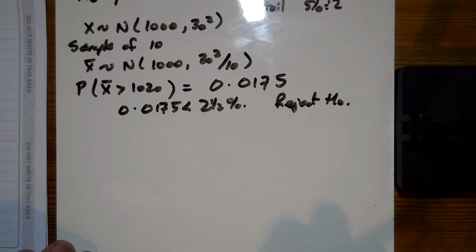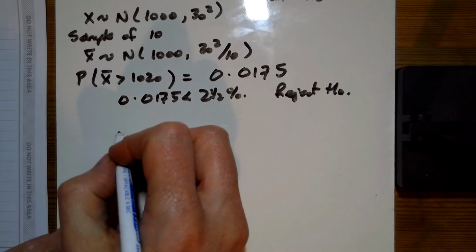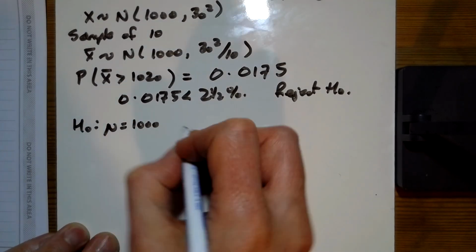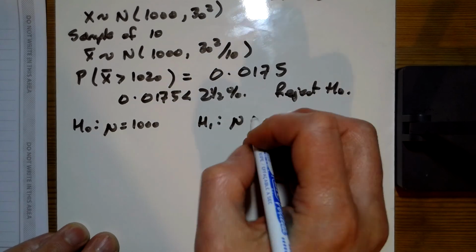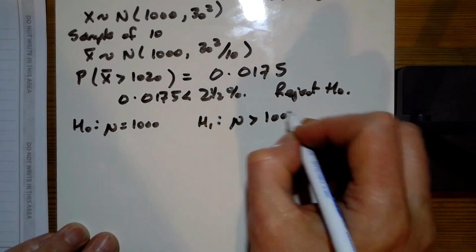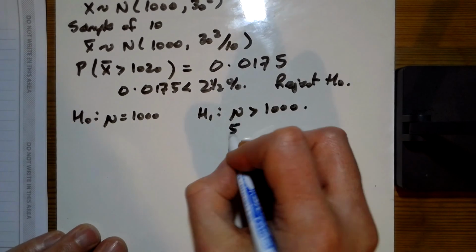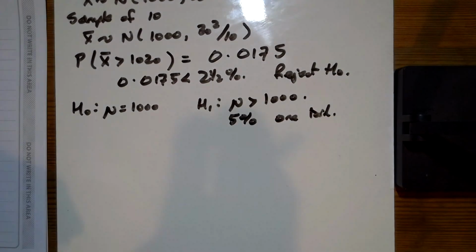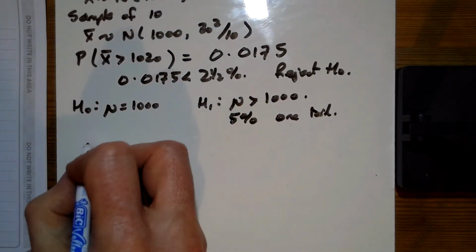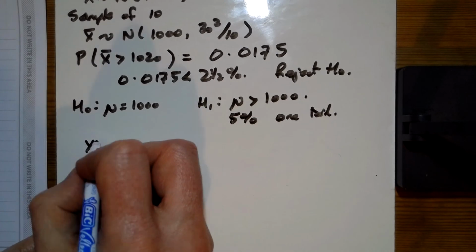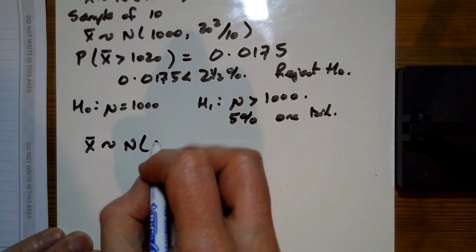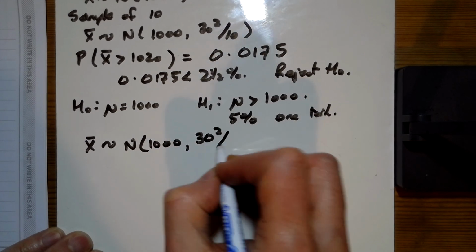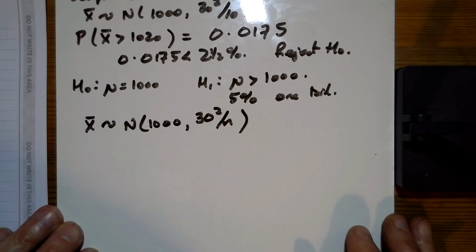So part B, Olaf decides to alter the test so that the hypotheses are H0: mu is 1,000 and H1: mu is greater than 1,000, but keeps it at 5%, so it's 5% one tail. Okay, so X bar is a normal, still got the same mean. This time it's 30 squared over n that we've got there.